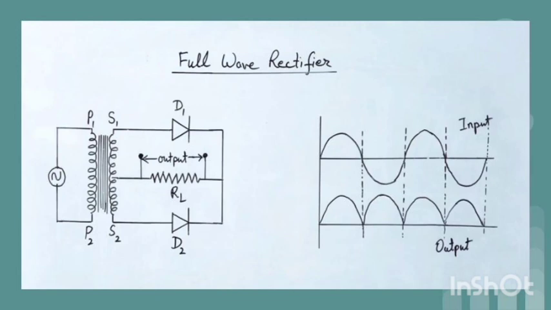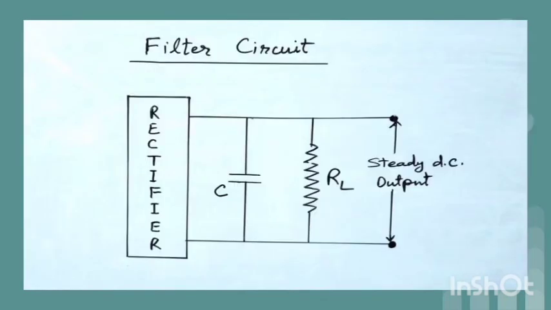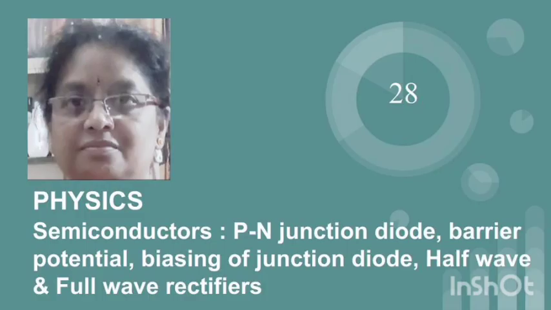The AC component is filtered by a filter circuit and the output DC is made steady. For the filter, a capacitor of high capacitance is connected across the output of the rectifier and hence a steady DC output is obtained across the load. So we see how useful a semiconductor becomes in the form of a PN junction diode.